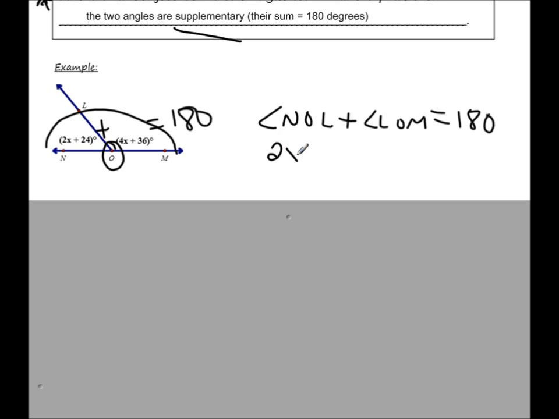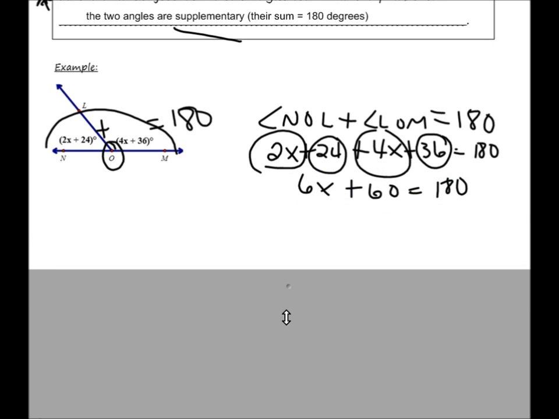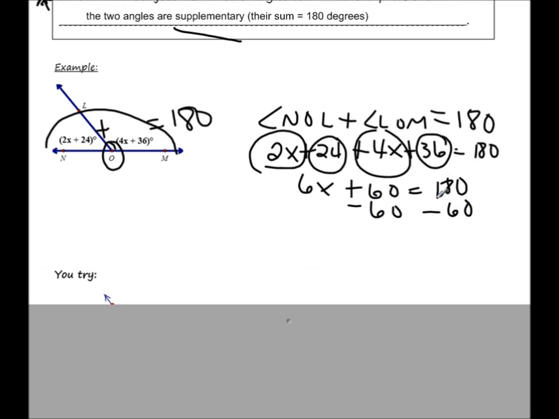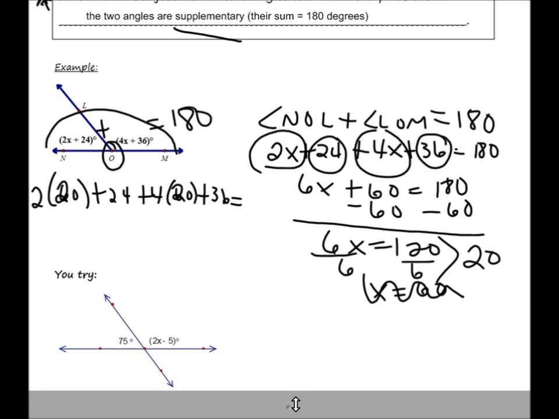2x plus 24 is NOL, and LOM is 4x plus 36. Equals 180 degrees. We're going to add our like terms together. 2x and 4x is 6x. And 24 and 36 is 60. And that equals 180 degrees. Subtract 60 from both sides. 6x equals 120. 120 divided by 6 is 20. So this all changes to 20. And now I'm going to double check in my calculator to make sure I did this correctly. And I got 180 degrees.